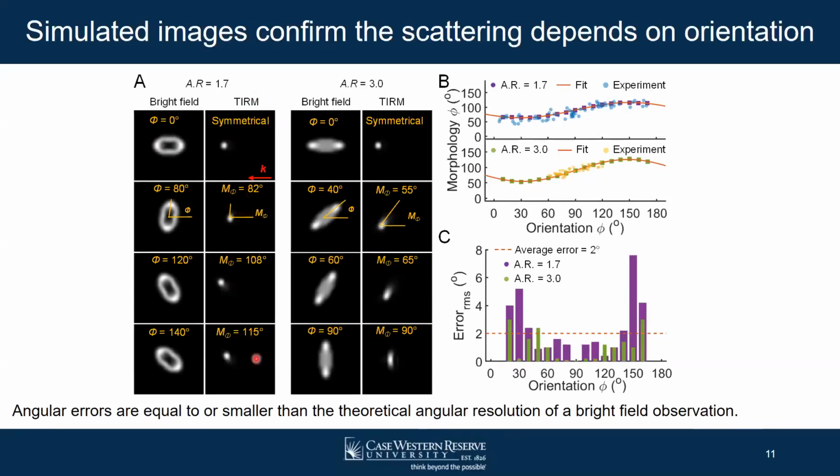Up in the right-hand corner, we have the simulated data with the experimental data for both low and high aspect ratio ellipsoids. And you can see indeed that it's nonlinear, that there is a bit of curvature in how the scattered morphology depends upon the azimuthal angle for both cases.